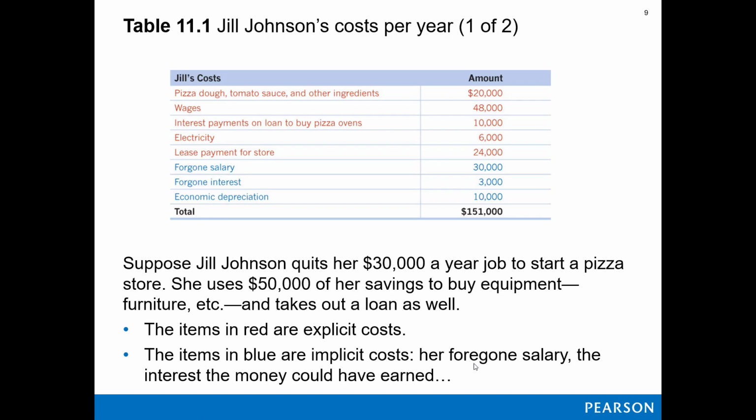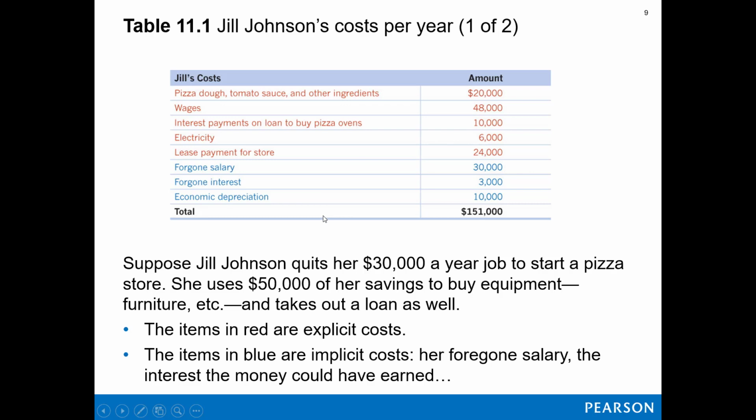Let's suppose Jill Johnson wants to quit her $30,000 a year job to start a pizza store. She uses $50,000 in her savings to buy the equipment, furniture, etc. She takes out a loan as well. The items in red are explicit costs. So pizza dough, sauce, other ingredients. So she spends $20,000 on ingredients, $48,000 on wages, $10,000 on interest to buy the pizza ovens, $6,000 on electricity, $24,000 in the year on the lease payment for the store.